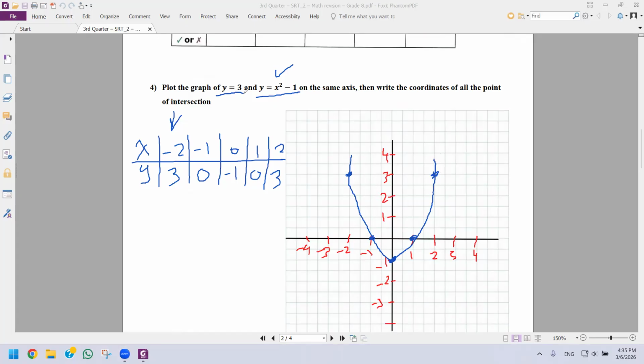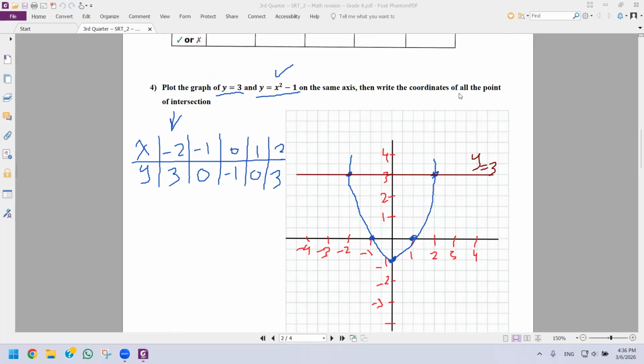Now we need to do y equals 3. Well, that line is so simple. y equals 3, and you draw a straight line. And when you draw a line, write the formula of it. So this is y equals 3, I drew the line. It's a horizontal line, as we said in the first question.